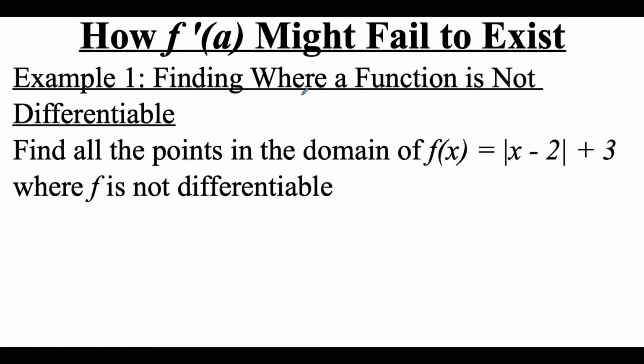So in this example, we're going to look at finding a point where the function is not differentiable. So we want to find any points on the domain for the function f of x equals the absolute value of x minus 2 plus 3, where the function is not differentiable. So this is an absolute value graph. So it's a V-shaped graph, meaning that it's going to have a corner in it. So we want to figure out where the corner is happening.